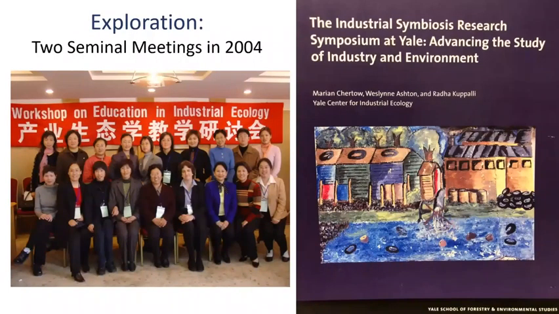So we're still in the exploration stage, and one thing we needed to do was to start to bring people together. So both of these events happened in 2004. This was a wonderful meeting that we had at Tsinghua University, when we were all just trying to develop some roots in industrial ecology. And what we did was we had 50 professors from different universities in China come together. And Tsinghua and Yale got together and said, let's have a workshop on how to do education in industrial ecology. It was a fascinating meeting.